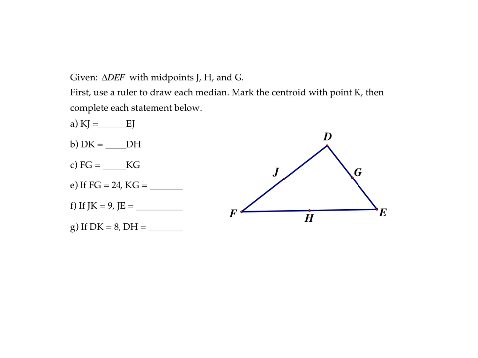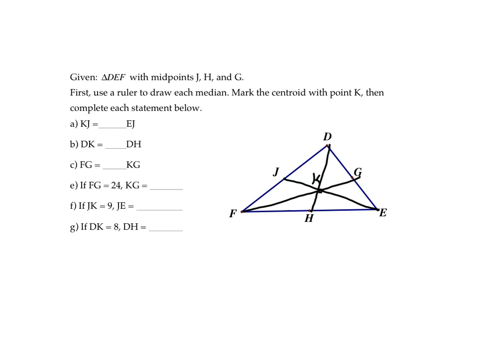Okay, in our example, we're given triangle DEF with midpoints J, H, and G. First, take your ruler and draw each median. So connect D to H, connect F to G, and connect E to J. Again, using your ruler will make it even more precise than my picture here. Mark the centroid with the letter K. So K is right there, where all three medians intersect.